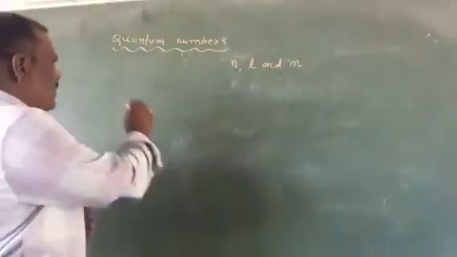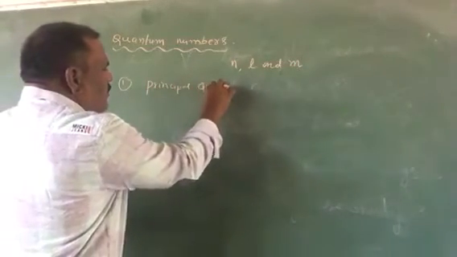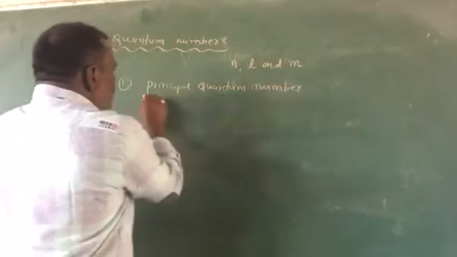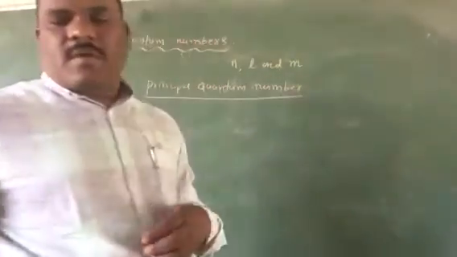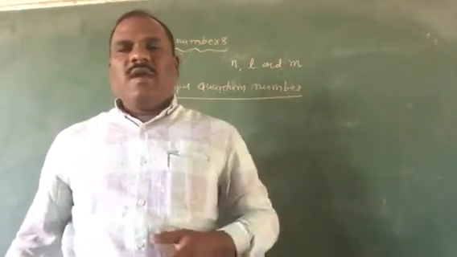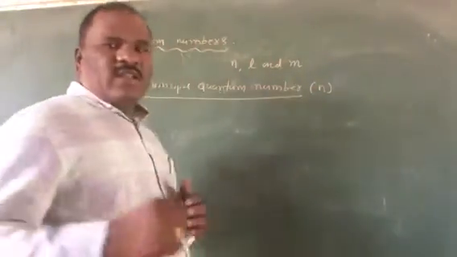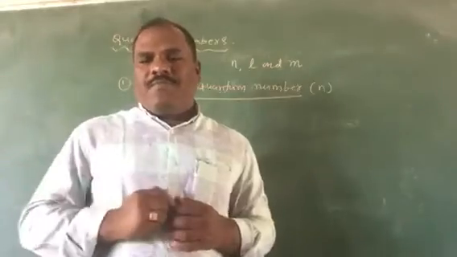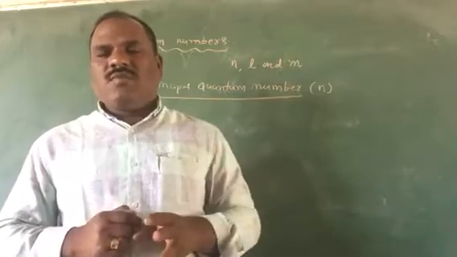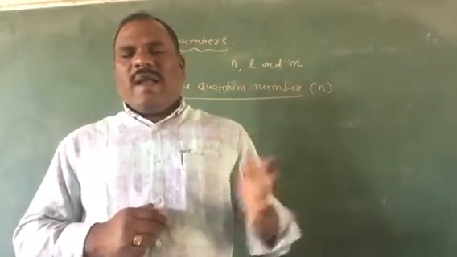The first quantum number is the principal quantum number. This principal quantum number is designated by the symbol n, where n can take the values 1, 2, 3, 4, 5, 6, etc. The principal quantum number was proposed by Niels Bohr. Here, n has positive integer values.